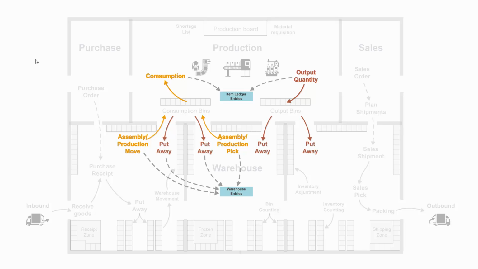The warehouse people will need to perform a put away to get the new item into the inventory as a semi-finished product or finished product, and put them into specific bins in the warehouse, which of course creates warehouse entries. So these are all the processes related to production or assembly using warehouse management functionality.